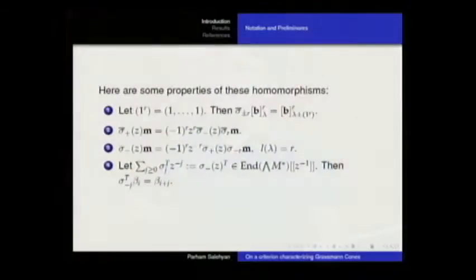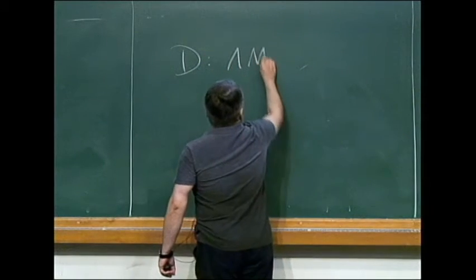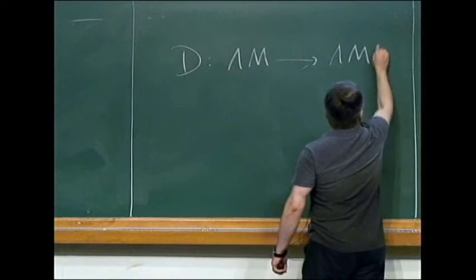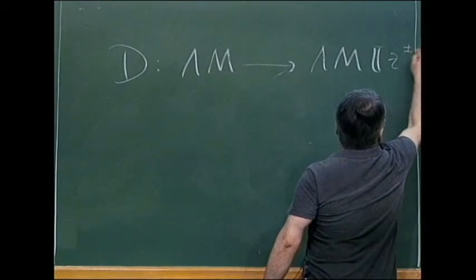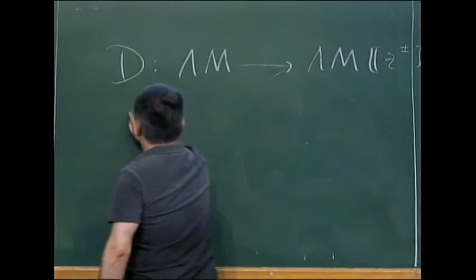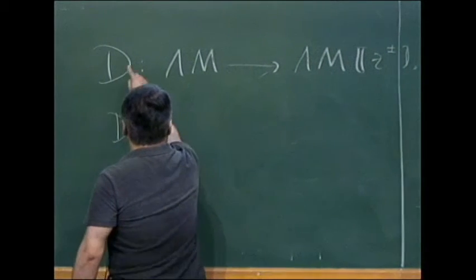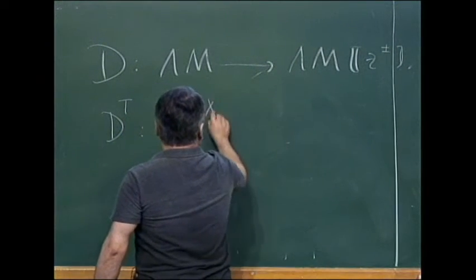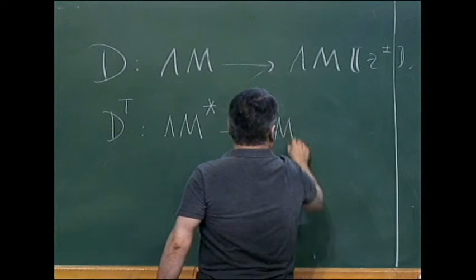Also, we have this information about the transpose of this series. Just for a moment, given a homomorphism like that, in general, D, we can define the transpose of D in this way.